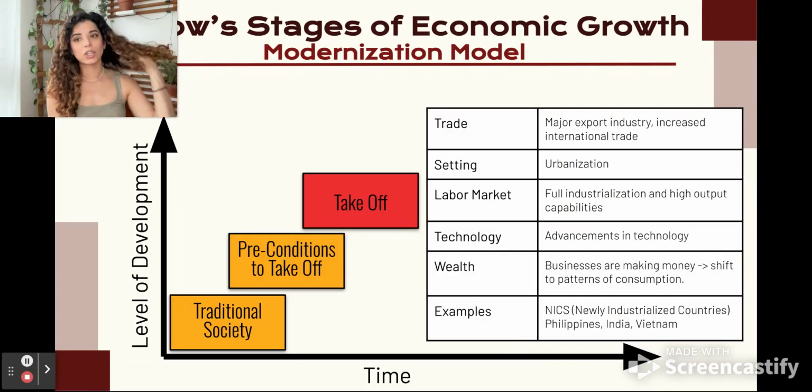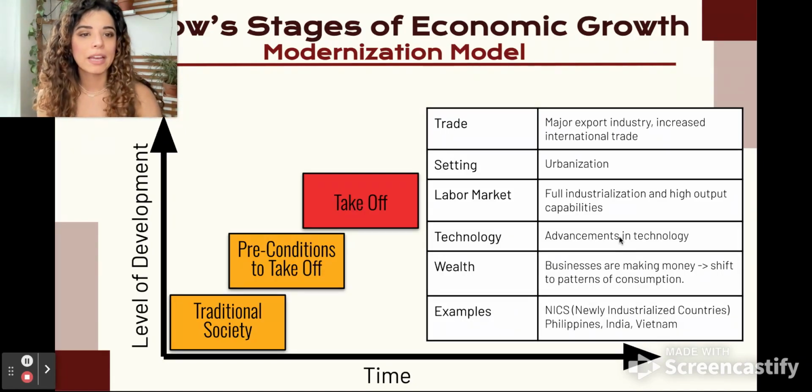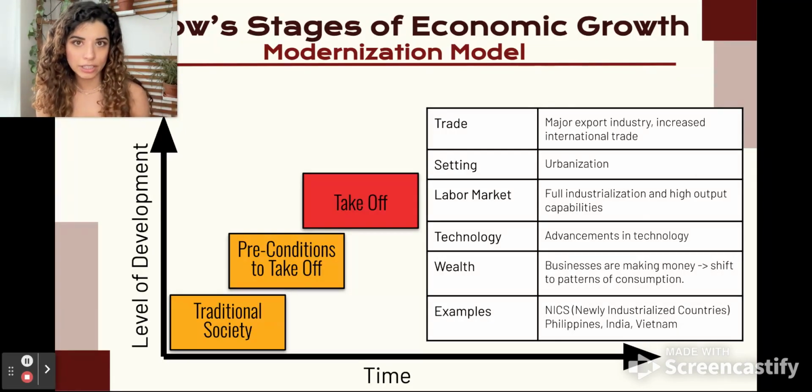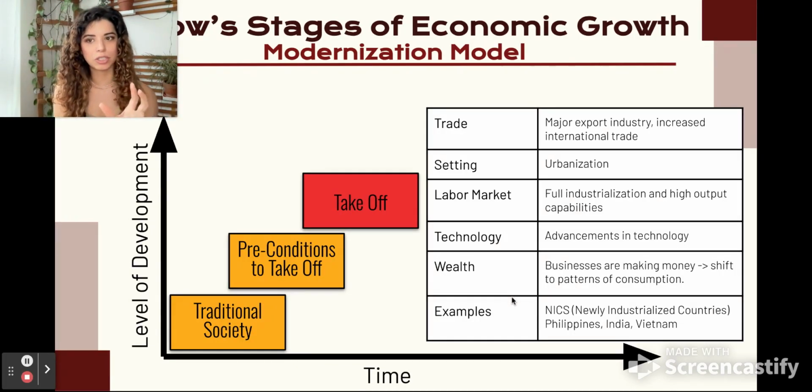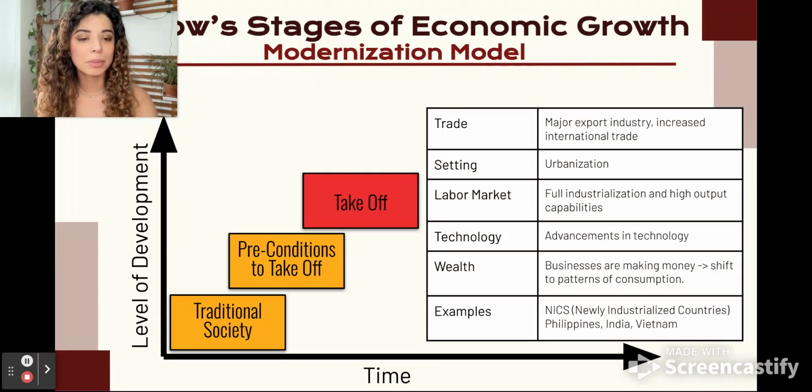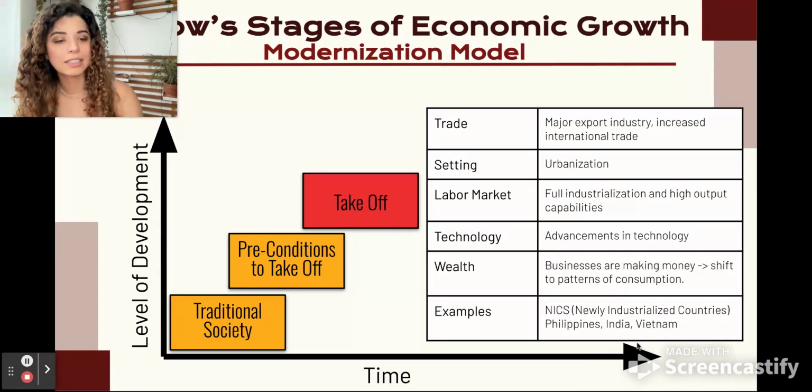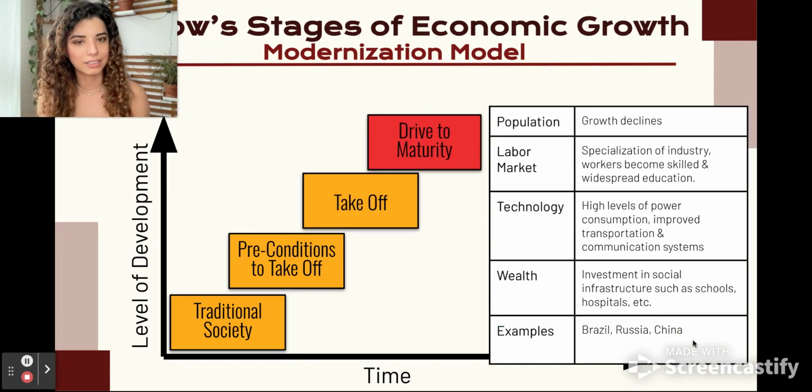Then takeoff. So countries are developing more, right? Major export industry and increased international trade. We're seeing urbanization take hold, like that's the norm. The labor market is fully industrialized and has a high output. So we see this widespread. Far more advanced technology. Businesses are making money, and we see a shift to patterns of consumption. So as opposed to just creating things, people are consuming things, buying things. Some examples would be newly industrialized countries like the Philippines, India, Vietnam.